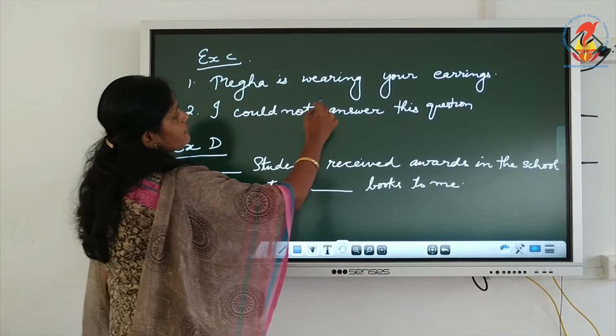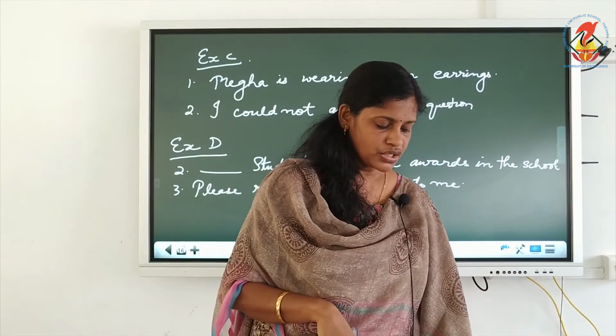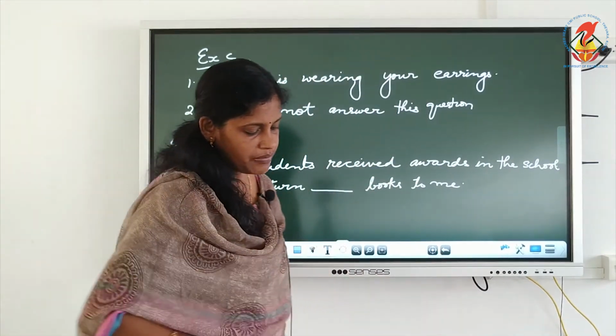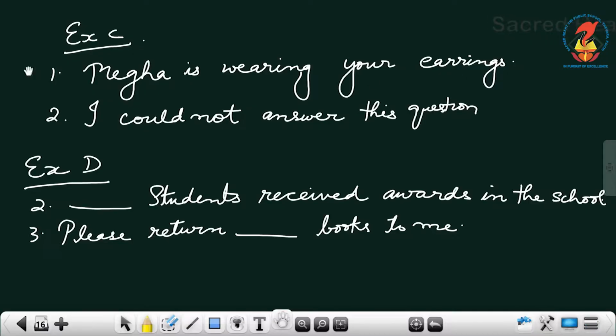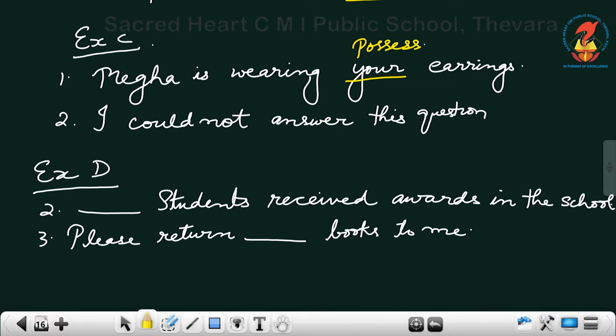First one, Megha is wearing your earrings. You have to differentiate between demonstrative, interrogative or possessive adjective. Megha is wearing your earrings. Whose earring? Your earrings. So the word this is, what does it become, children? Your earrings. So it is possessive adjective. What kind of adjective? It is possessive adjective.